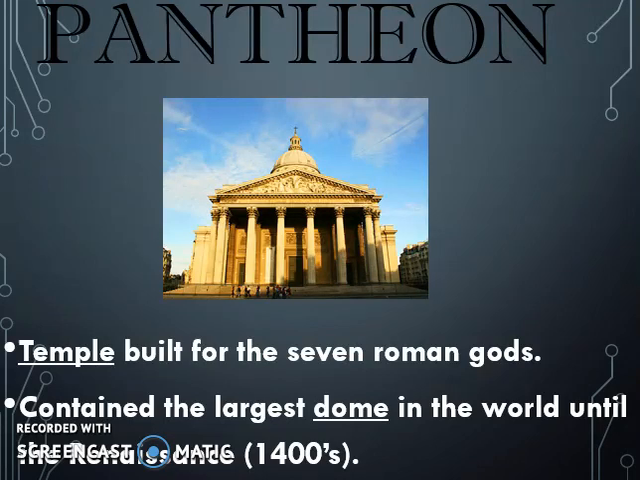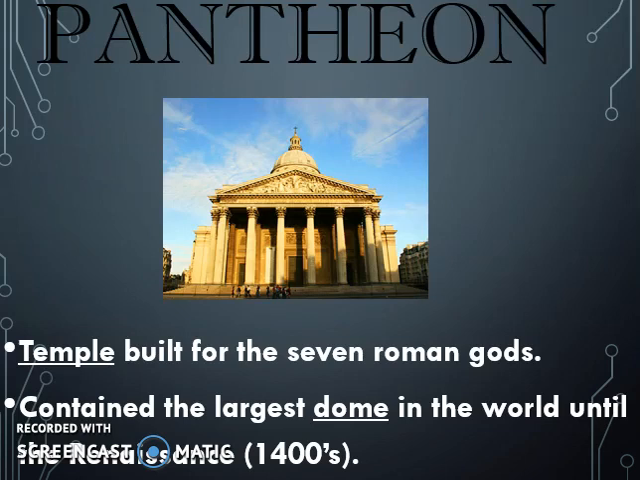Another very important structure that was created was the Pantheon. This was a temple built for the 7 Roman gods, and it contained the largest dome in the world until the Renaissance in the 1400s. It's over 1,000 years later. So this is a very important structure. There were some architectural feats here with the building of this dome, and we're going to go through exactly how the dome worked.